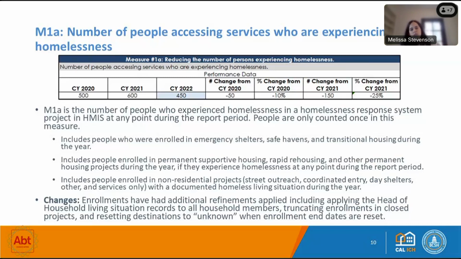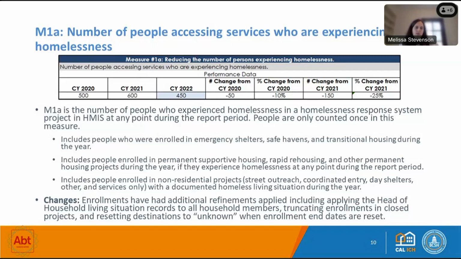Those project types are street outreach, coordinated entry, day shelters, other and services only. If during that enrollment or within a time buffer before or after, they have a documented homeless living situation during the year. So not everyone who was enrolled in those projects is necessarily going to be counted in measure 1A. It really depends on if those homeless living situations were documented.